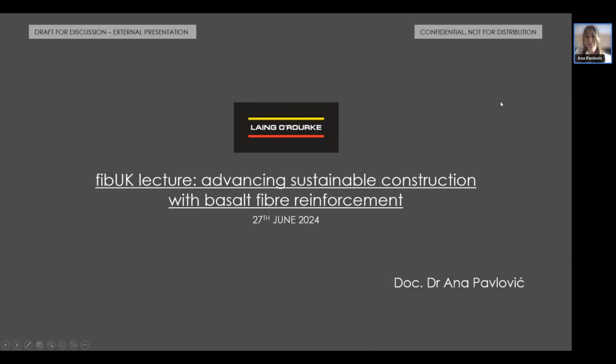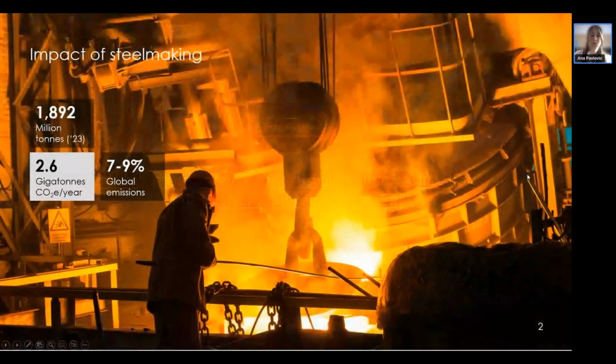I will be the final talk of this evening on the topic of Basalt FRP reinforcement. I will try to add new information and try not to repeat what Rabi and Chandan have already covered. I will start with a little bit of background, focusing on steel reinforcement, because BFRP is an alternative to steel.